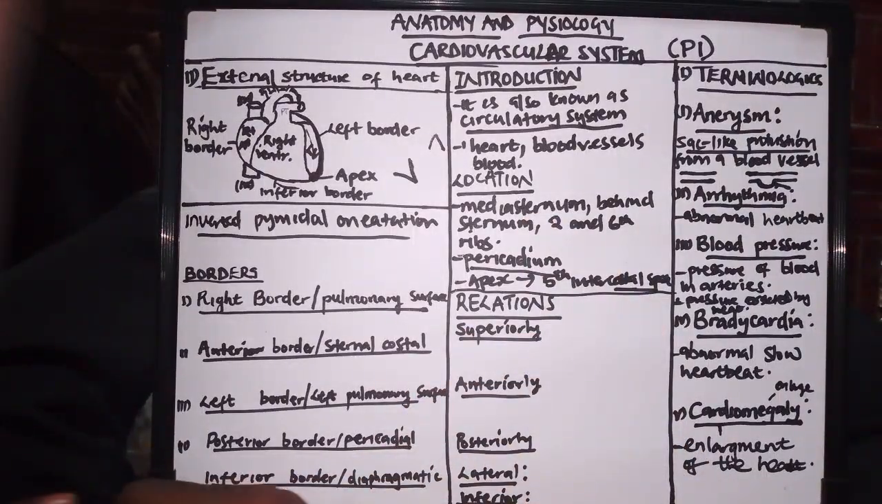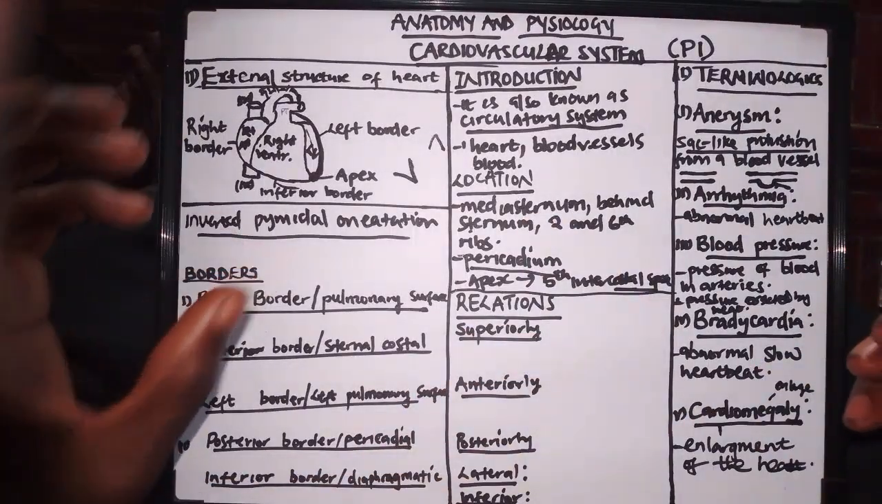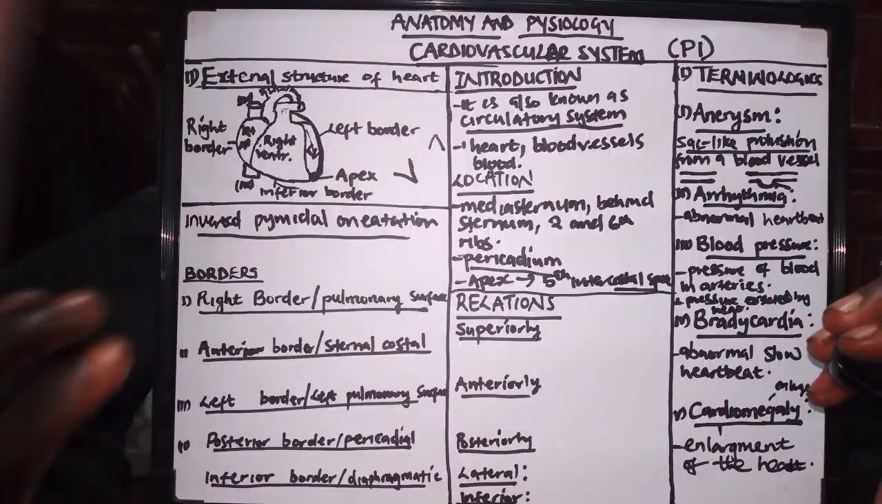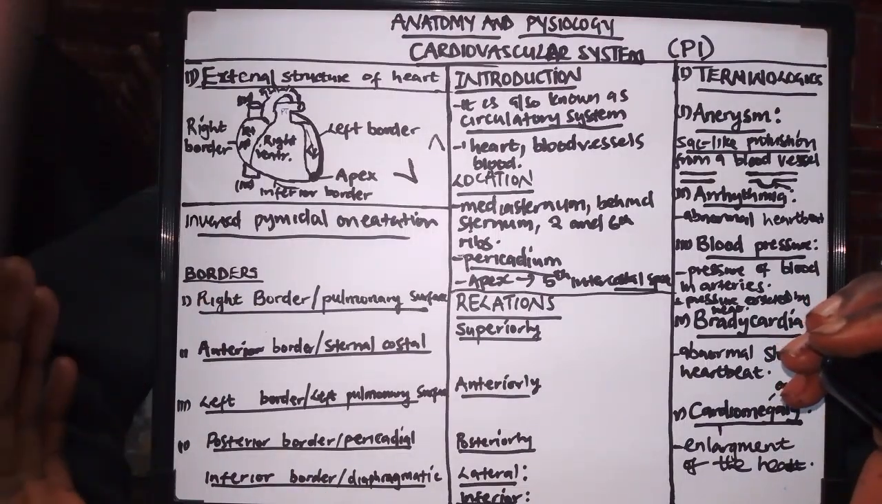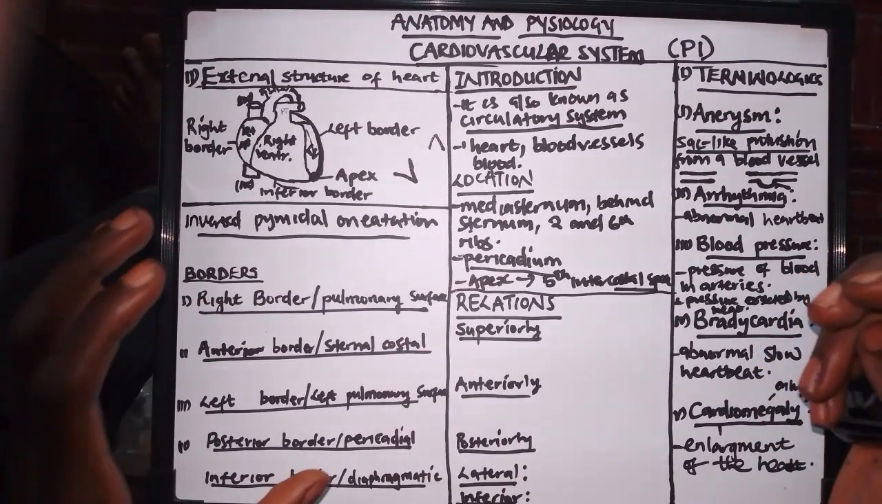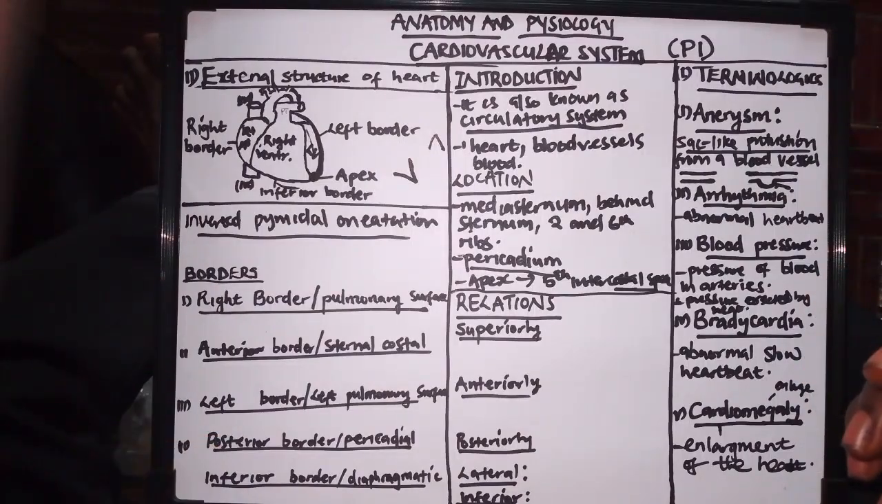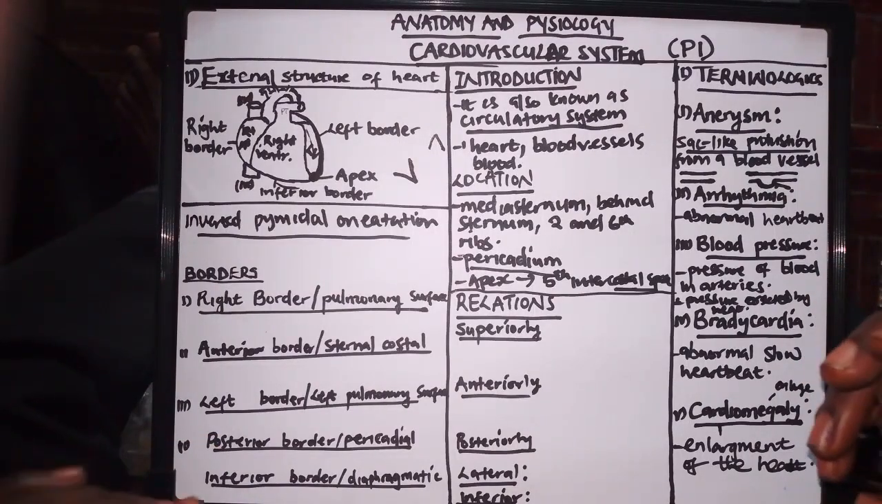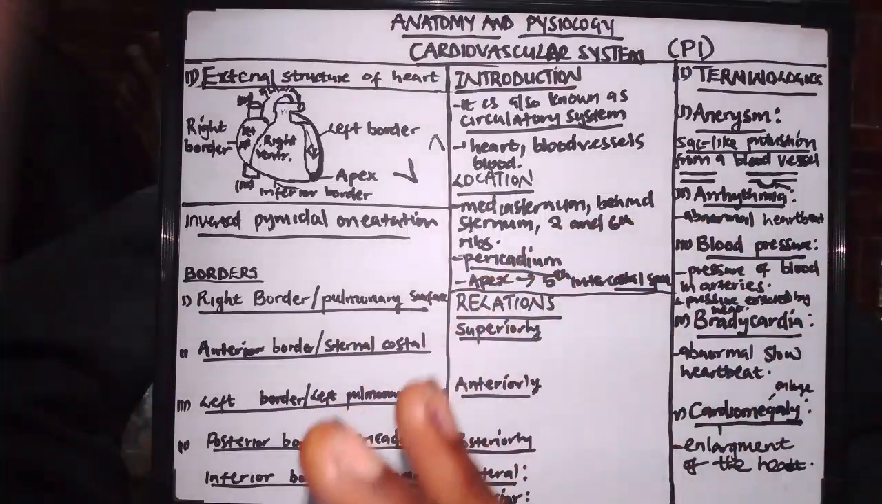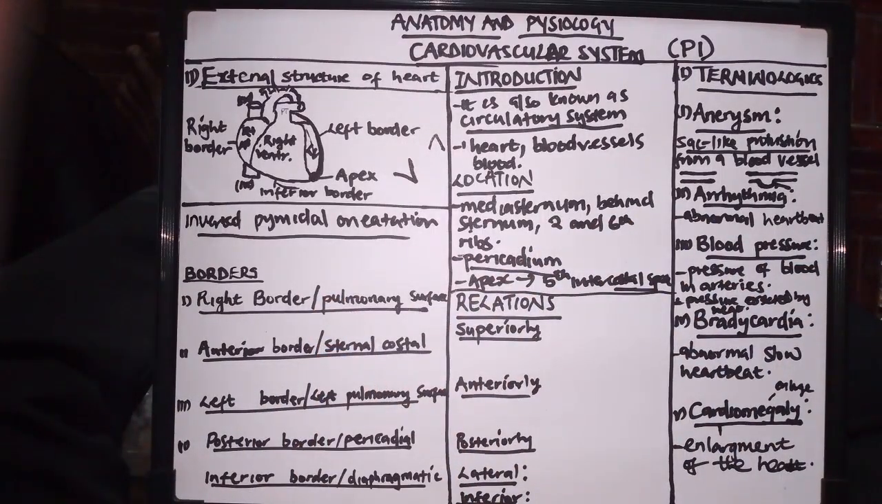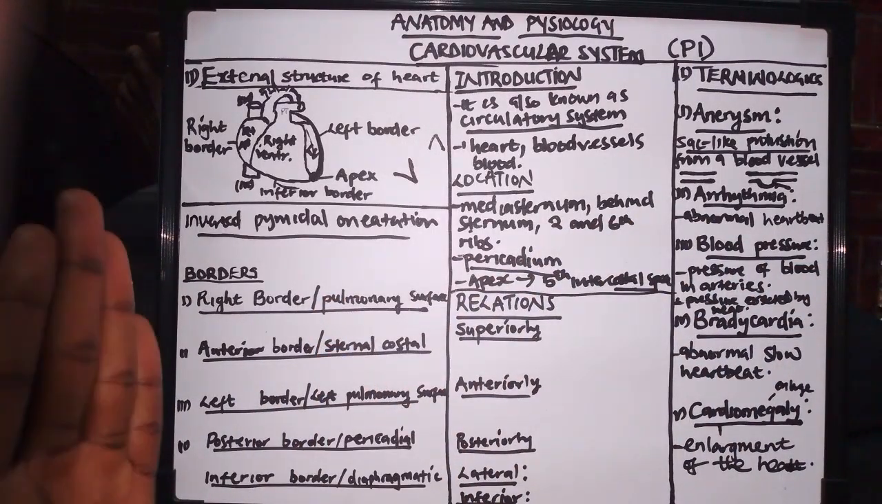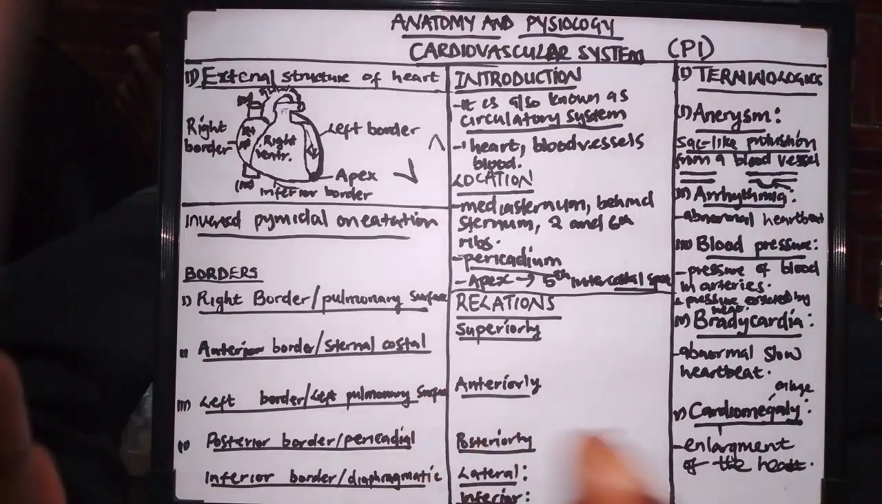Yeah. Then after looking at the orientation of the heart, we are going to look at the borders. The borders are very, very important when you are looking at the cardiovascular system, specifically the external structure of the heart. Basically you need to know what forms each border, because those are the questions for the MCQs.